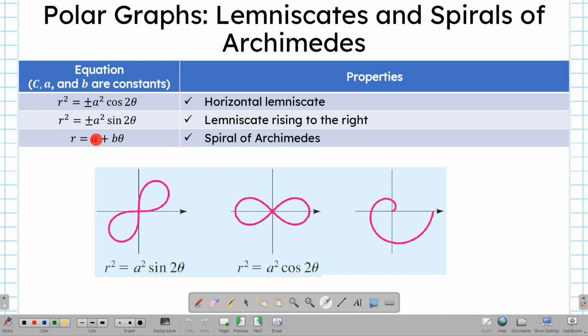And if we have r is equal to a plus b theta, then we get a spiral of Archimedes, sometimes also known as the logarithmic spiral. So we have the same process as graphing other polar graphs. We test the symmetry, get the table of values that is similar to how we graph sine and cosine, and then work with symmetry for us to be able to produce the graph.